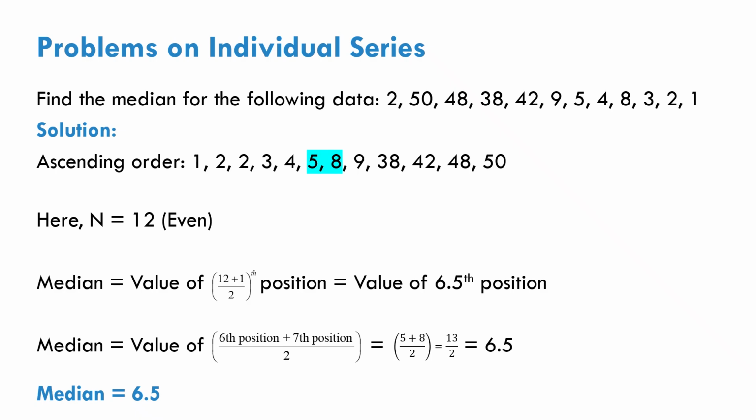So we take the 6th position value as 5 and the 7th position as 8, and then we find the average of these two, the 6th and 7th position values, that will give 13 by 2, that is 6.5. So the median for this problem is 6.5.